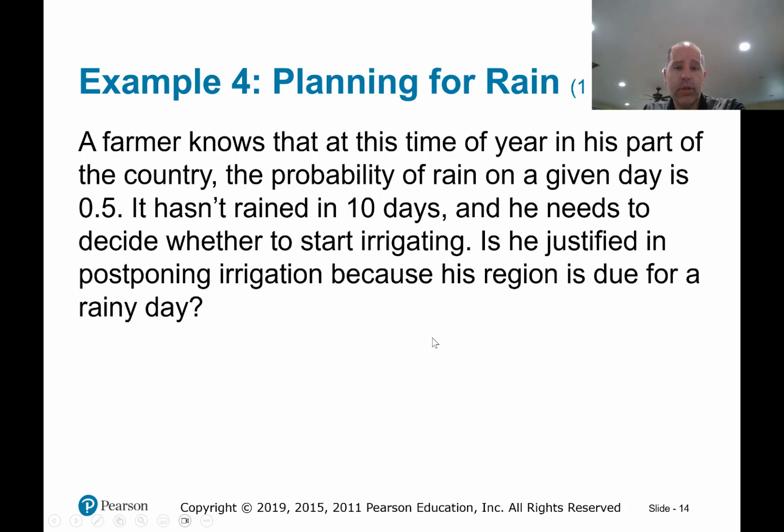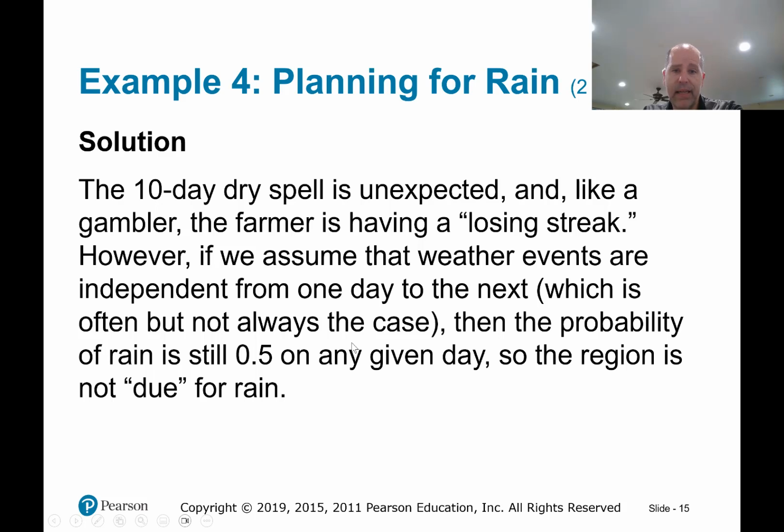So a farmer knows that at this time of the year in his part of the country, the probability of rain on a given day is 0.5. It hasn't rained in 10 days, and he needs to decide whether to start irrigating. Is he justified in postponing irrigation because his region is due for a rainy day? And the answer is no, because it's based on the gambler's fallacy. It's based on the law of averages, right? Just because he's having a losing streak.